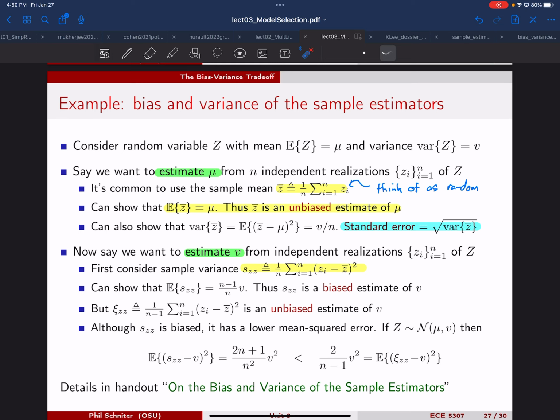So to figure that out, what you do is you just take the statistical expectation of this quantity. Again, we're thinking about all the zi's as random. Z bar is therefore random. And so it's a little bit longer of a derivation. I can show you in a moment. But it turns out when you do this, you find that it's not exactly V. It's a little bit less than V. And how much less actually depends on the number of samples you take. So this is a biased estimate.